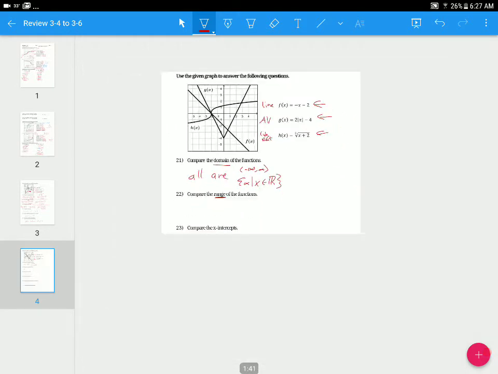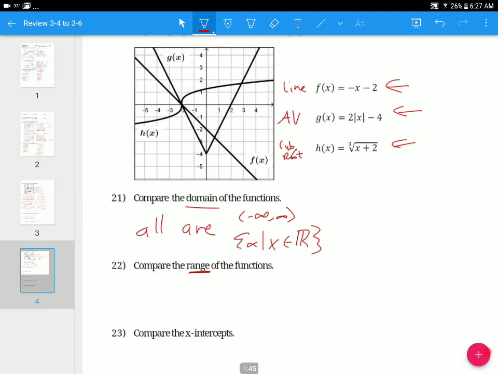All right, compare the range of the function. Yeah, you can see, but I gotta zoom in so we can all see, okay? Compare the range of the function.